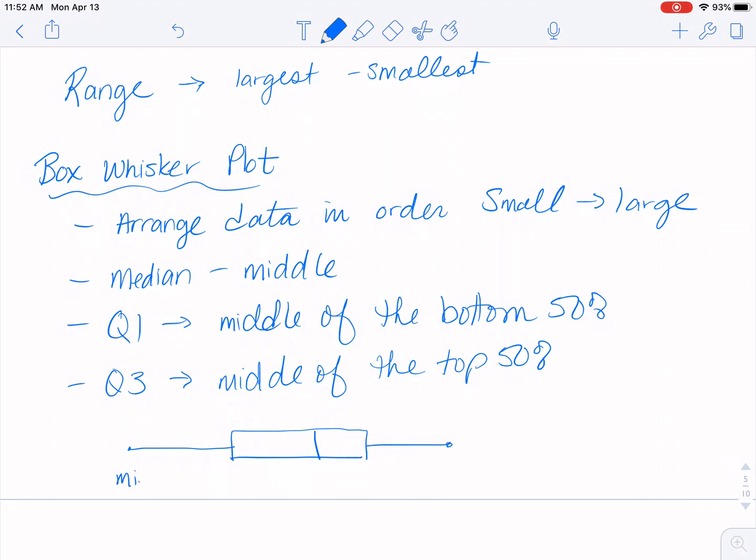Where this is your minimum, this is your Q1, this is your median, Q3, and your max. Okay? So you find Q1 and Q3 just like you find the median. You literally look for the middle of the bottom 50% versus the middle of the top 50%.